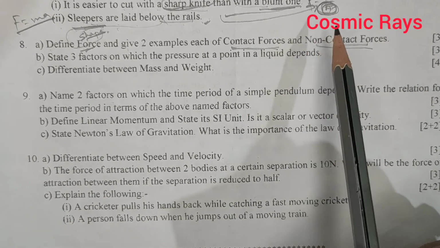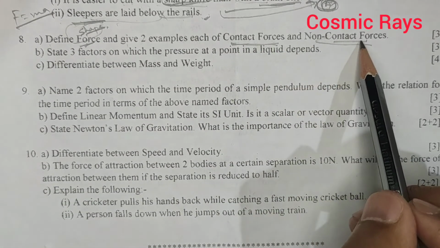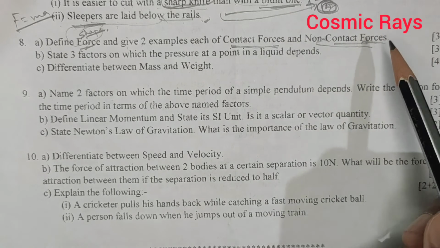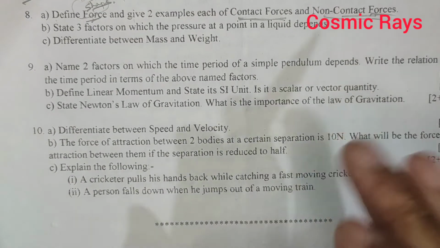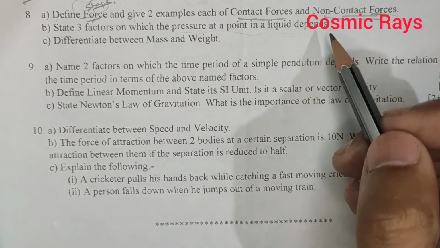So for contact forces, friction, and for non-contact forces you can just write magnetic forces, gravitational forces, all those. Now state 3 factors on which the pressure at a point in a liquid depends.